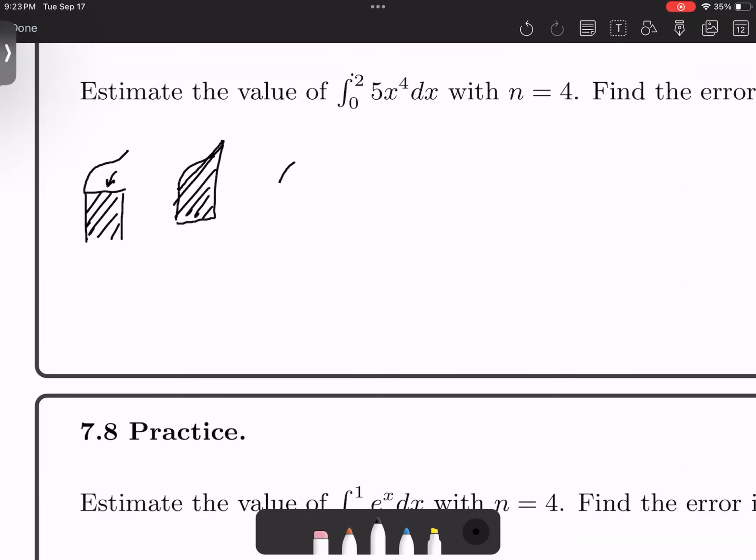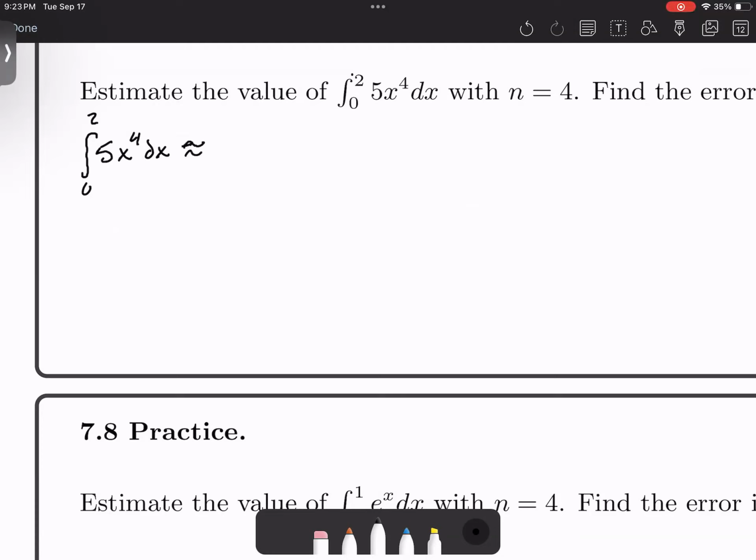And now we are going to see functions approximated with parabolas. So maybe that's ax squared plus bx plus c, but some parabola is going to piecewise model our function. And Simpson's rule says that we can approximate the integral from 0 to 2 of 5x to the fourth.